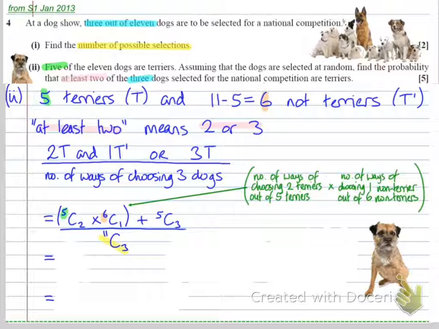Now the other option was 3 terriers, so there were 5 terriers, so 5C3 is the number of ways of choosing 3 terriers out of 5 terriers.